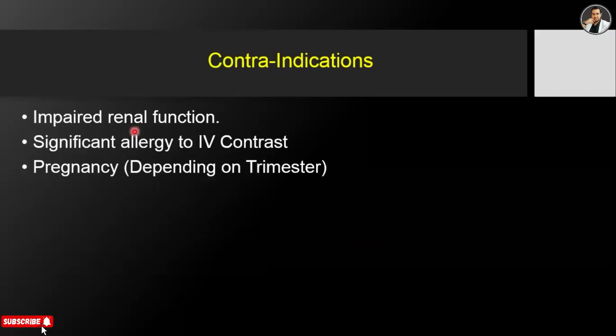Contraindications: impaired renal function, kidney failure, significant allergy to contrast. A contraindication is a condition in which the procedure should not be done. If the patient is sensitive to the contrast, the patient is allergic. And pregnancy: depending on the trimester, if the patient is in the 3rd trimester, then the CT scan cannot be done.